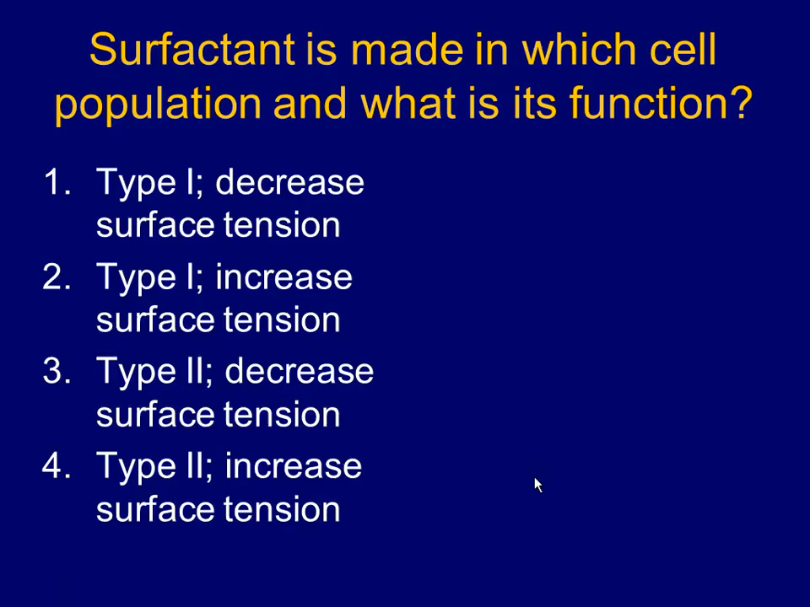Right. So surfactant's made in which cell population and what's its function or purpose? Well, first of all, what type of cell makes surfactant? Type 2, so you know it has to be number 3 or number 4, and then what's the purpose? Decrease surface tension, right. It decreases surface tension. So number 3 is our correct answer.